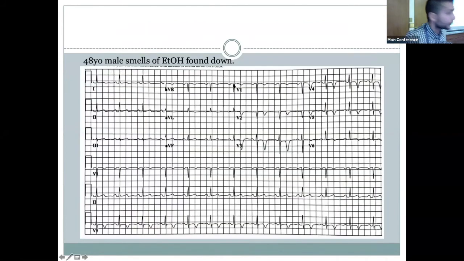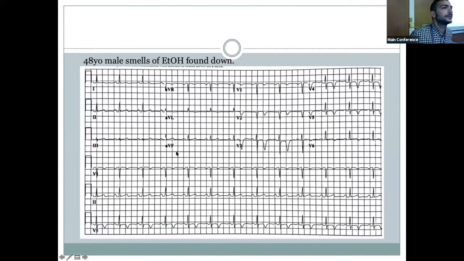This EKG is from a 48-year-old male who smells of alcohol, found down outside the liquor store. EMS picked him up because that's what they do. No offense to our EMS providers. Let's say this patient was parked in 17 hallway and for unknown reasons got an EKG. Anybody want to shout out what they're seeing or give an interpretation?